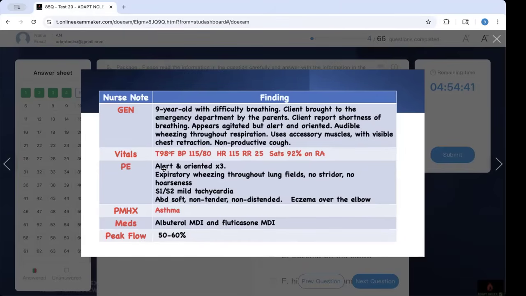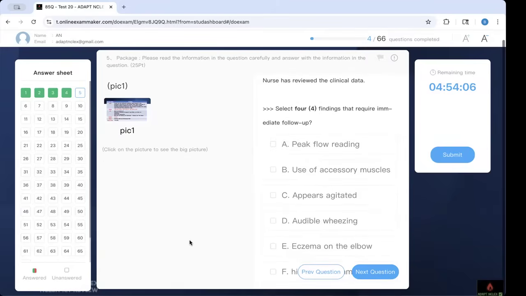S1, S2, with mild tachycardia, abdomen non-tender, non-distended. He has eczema over the elbow. He takes albuterol and fluticasone, right? And peak flow is 50 to 60. What do you think? Asthma exacerbation, classic asthma exacerbation.